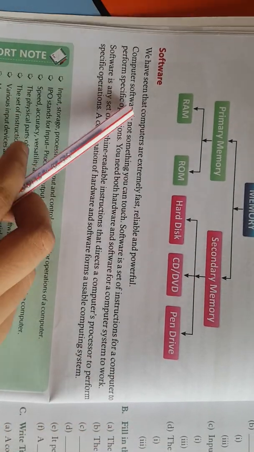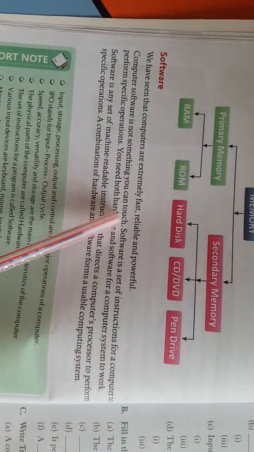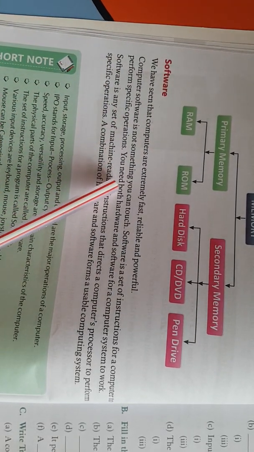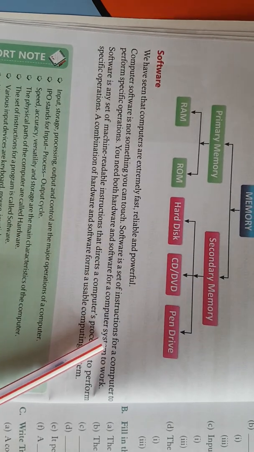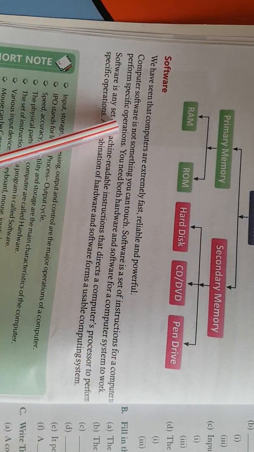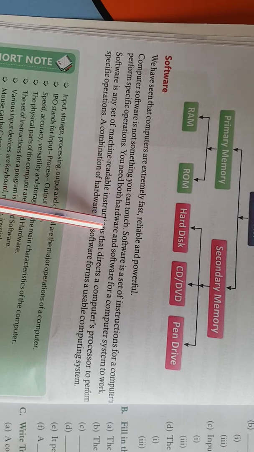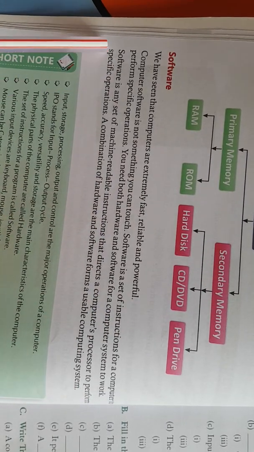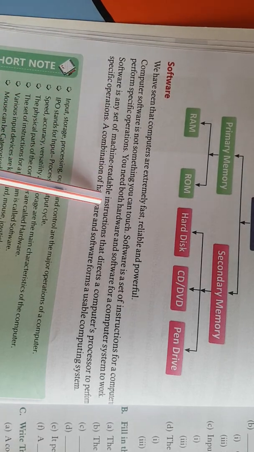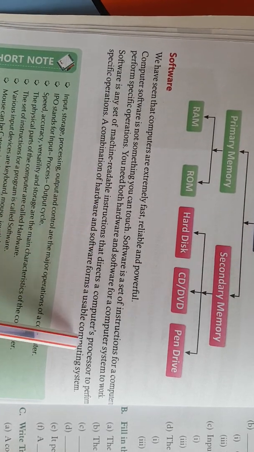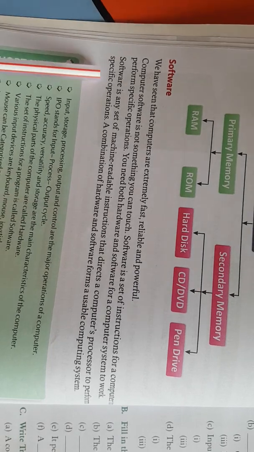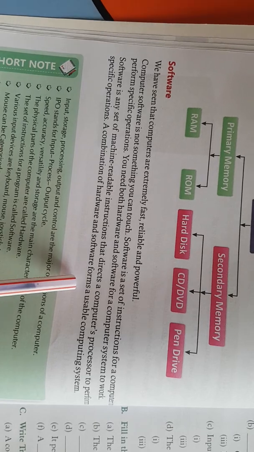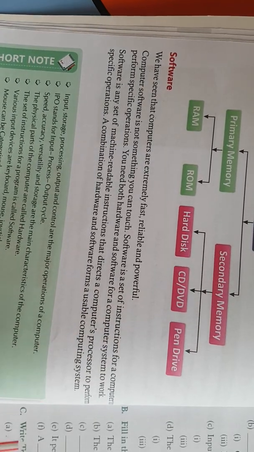Software. We have seen that computers are extremely fast, reliable and powerful. Computer software is not something you can touch. Software is a set of instructions for a computer to perform specific operations. You need both hardware and software for a computer system to work. Software is any set of machine-readable instructions that directs a computer's processor to perform specific operations. A combination of hardware and software forms a usable computing system.